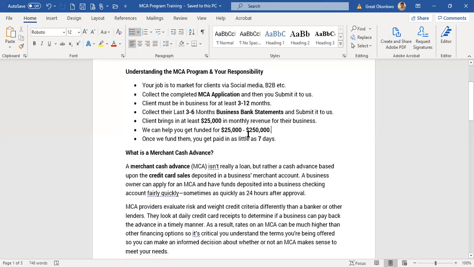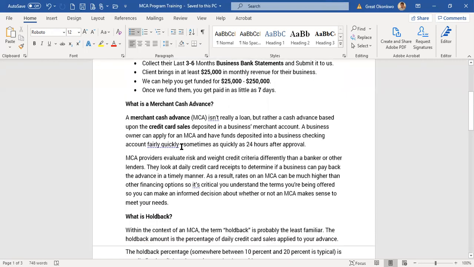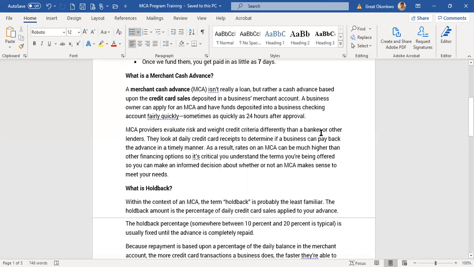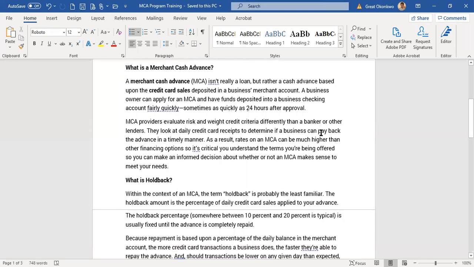Okay. Anyway, so understanding merchant cash advance. MCA providers evaluate risks and weight credit criteria differently than a bank. The reason this type of funding is available is because banks don't approve clients that quick. If you go to the bank to get money, they don't approve you as fast as the business needs it. So that's why this type of funding is actually in place.